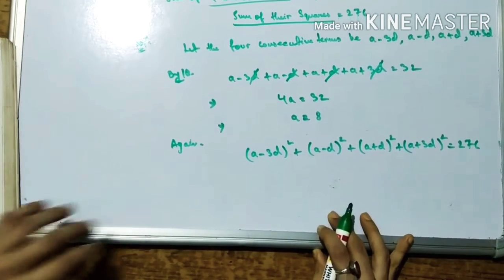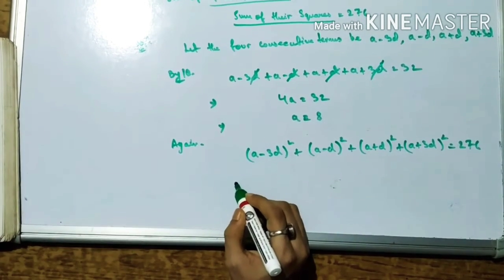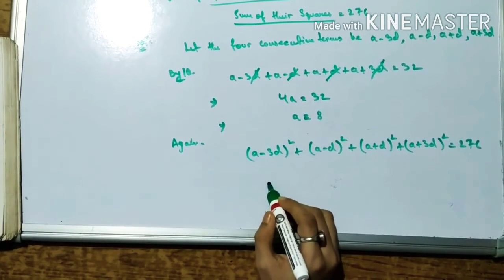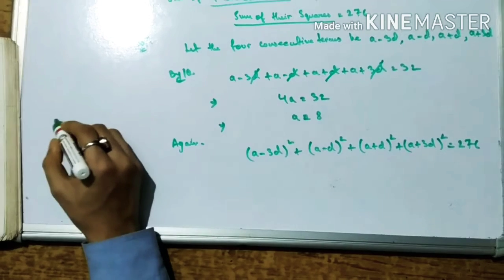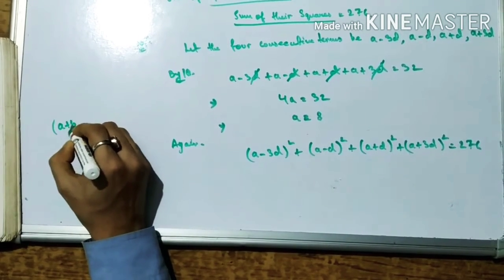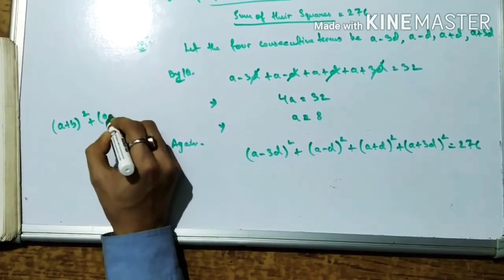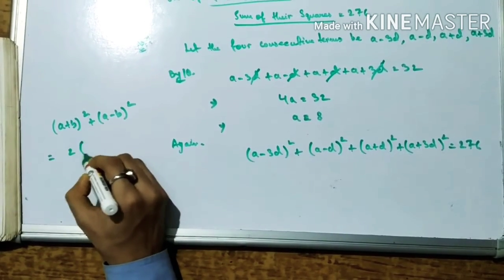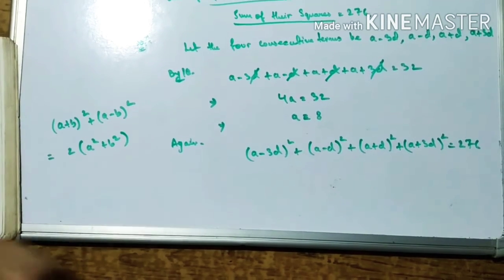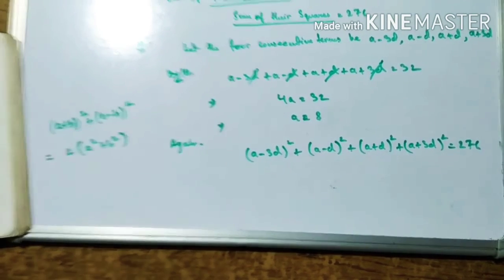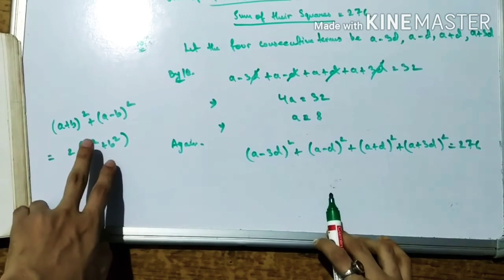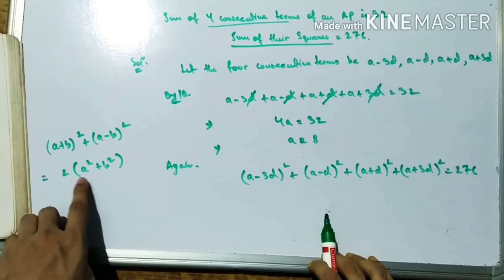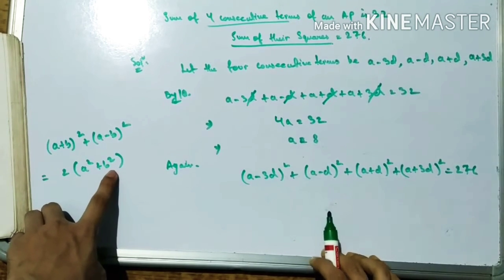Now, a plus b the whole square plus a minus b the whole square, if you solve it, becomes twice a square plus b square. Understand? A plus b the whole square plus a minus b the whole square gives twice a square plus b square.